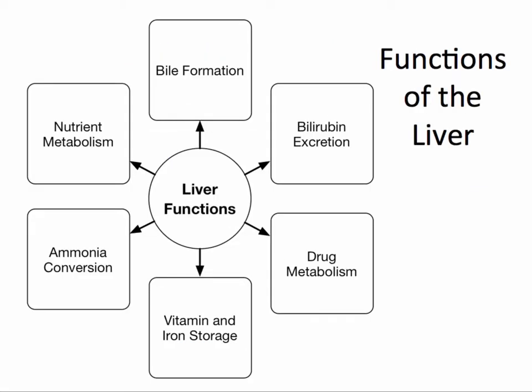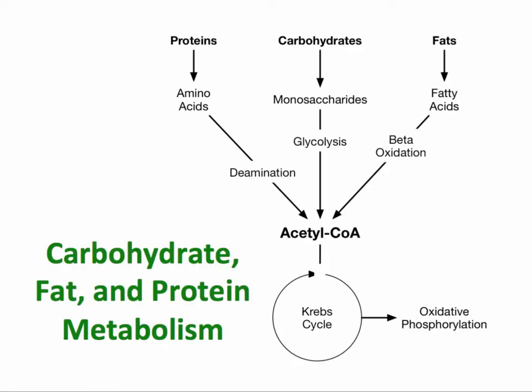Overall, the liver has approximately 500 different metabolic functions. However, we're going to focus on 6 different functions of the liver. These include bile formation, bilirubin excretion, drug metabolism, vitamin and iron storage, ammonia conversion, and nutrient metabolism. As a review, remember that proteins, carbohydrates, and fats are ultimately converted to acetyl coenzyme A, which enters the Krebs cycle and ultimately moves into oxidative phosphorylation for ATP production.